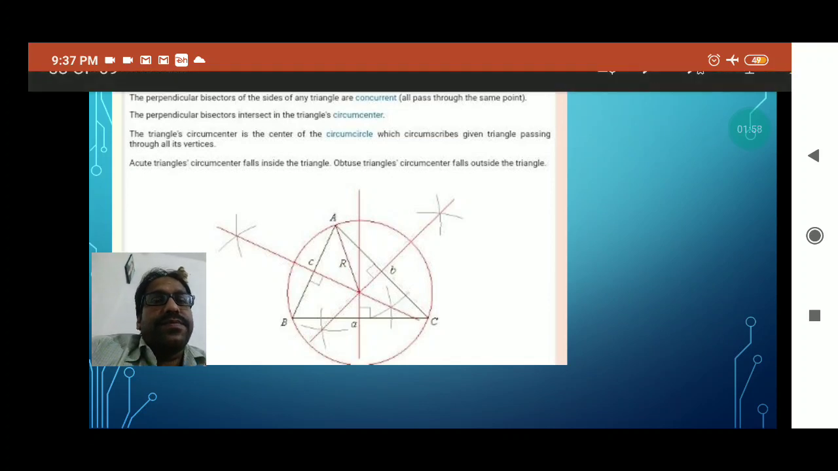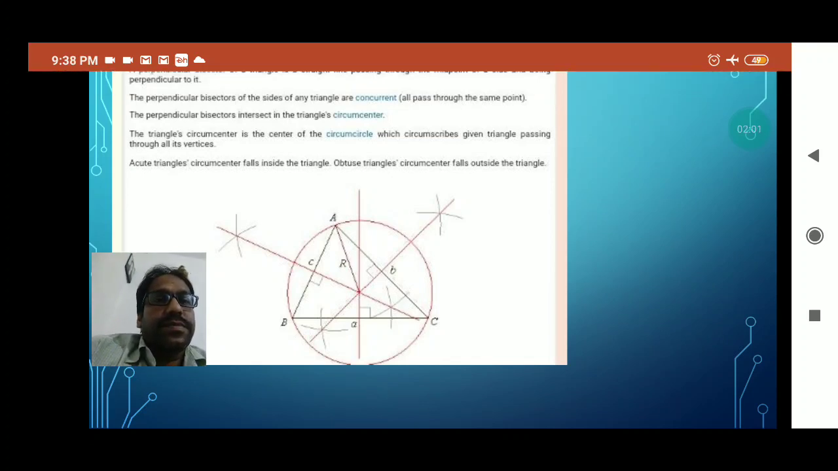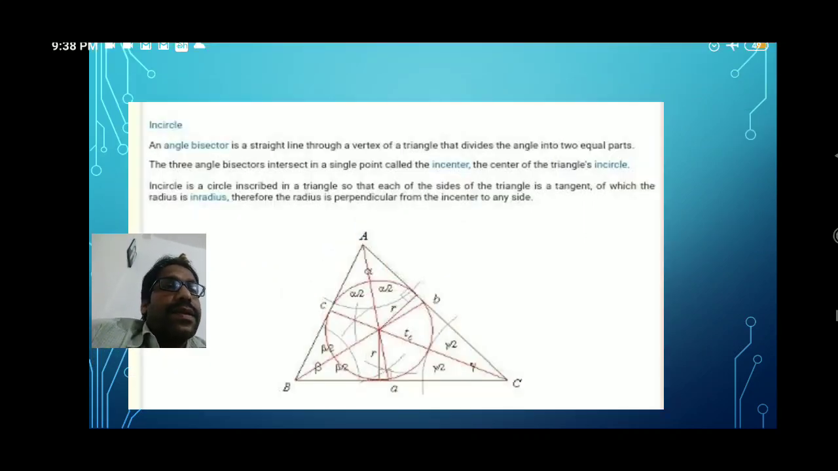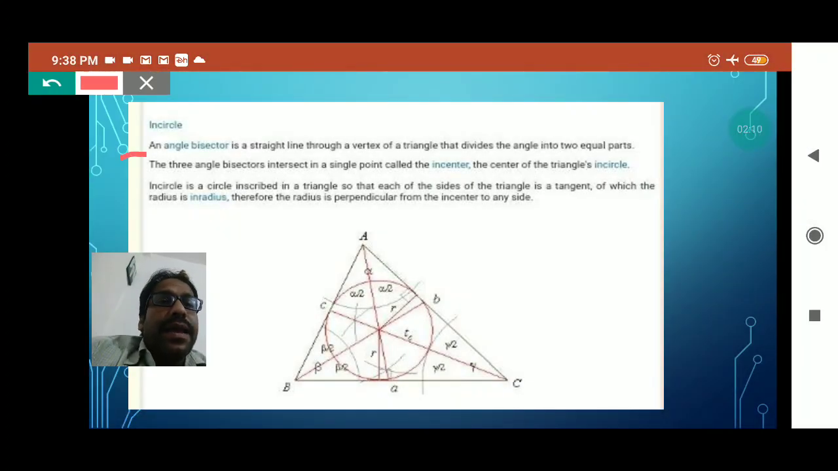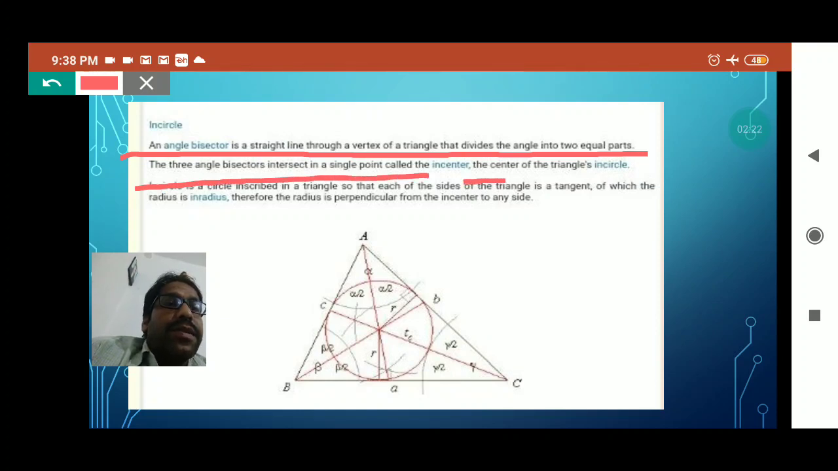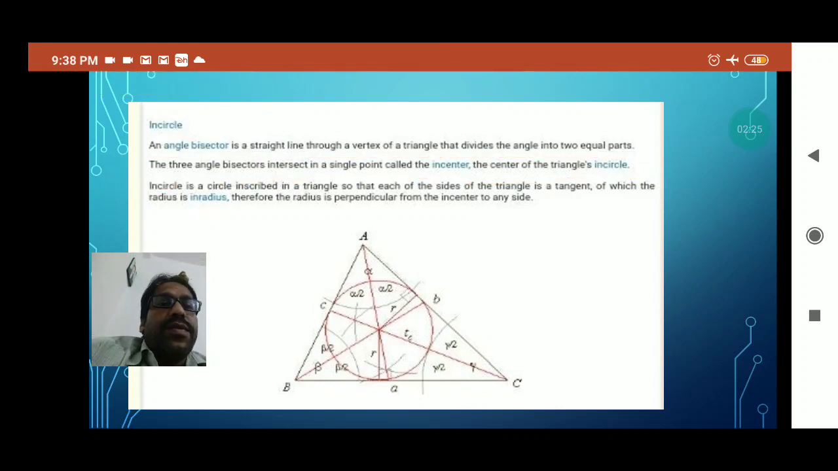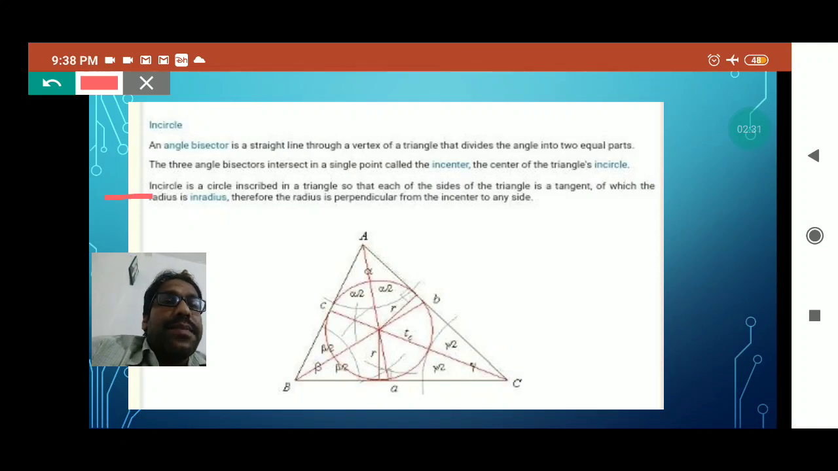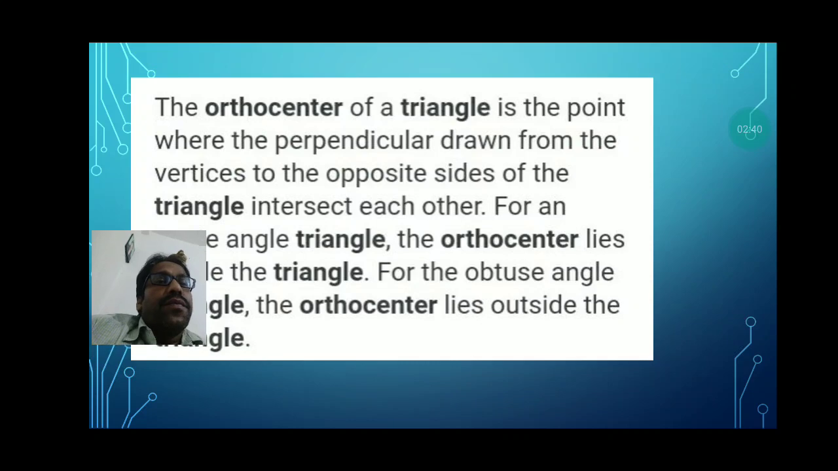Now the next is the incircle. What is the incircle? The angle bisectors of the triangle meet at a point called the incenter, and it is the center of the triangle's incircle. The incircle is a circle inscribed in a triangle so that each side of the triangle is a tangent. So these concepts we have read and understood.